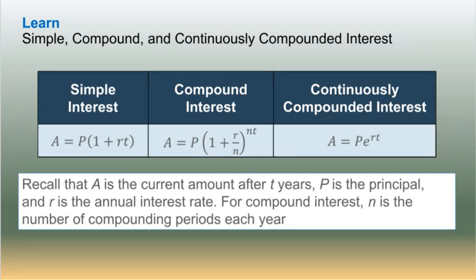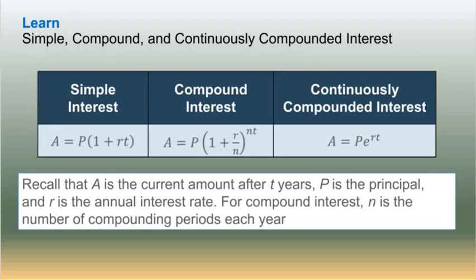Here are the three formulas that we're going to be using. Recall that A is the current amount after T years, P is the principal amount, so the amount you're investing, R is the annual interest rate as a decimal, and for compound interest, N is the number of compounding periods each year. You can see there are some similarities. You have the principal amount, and then one is using base e, Euler's number, that's continuously compounded interest. We're going to use each of these three and compare the accounts with different interest rates.